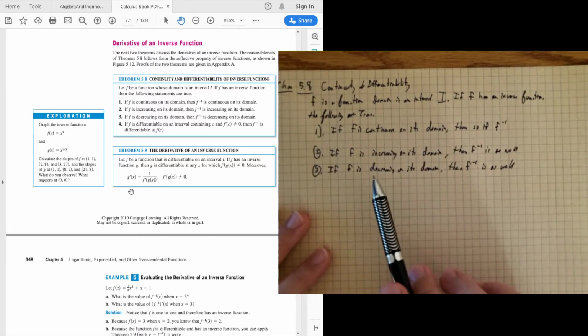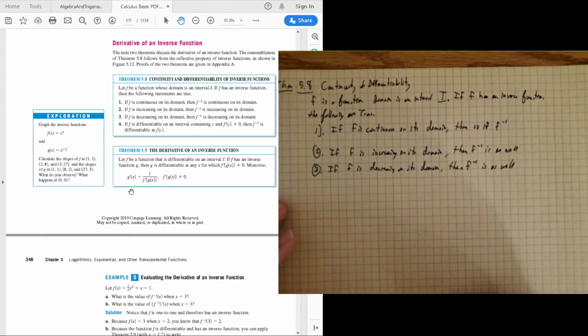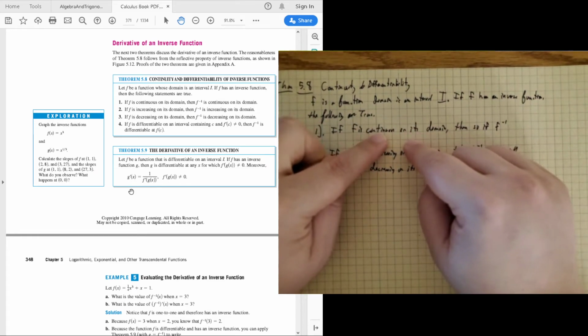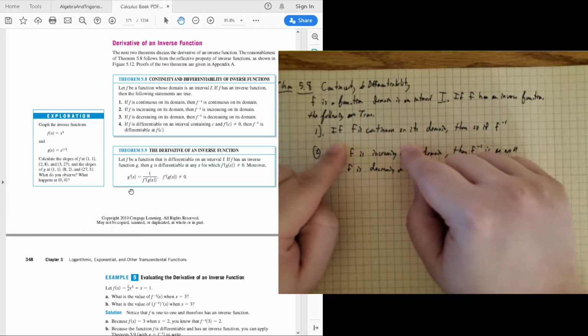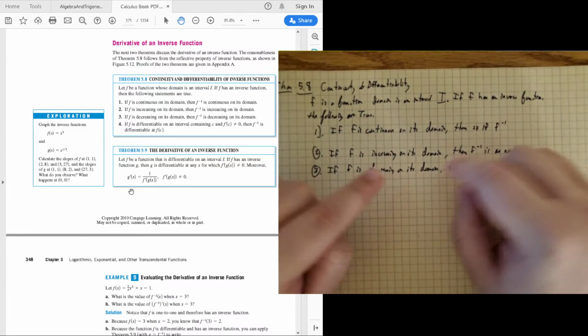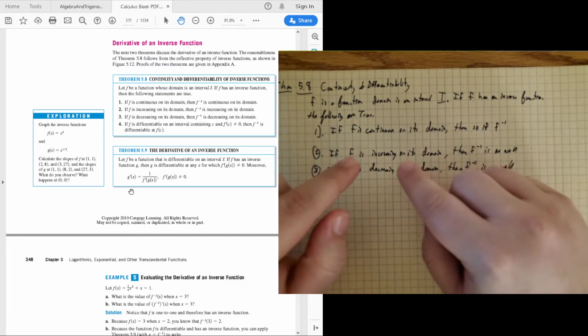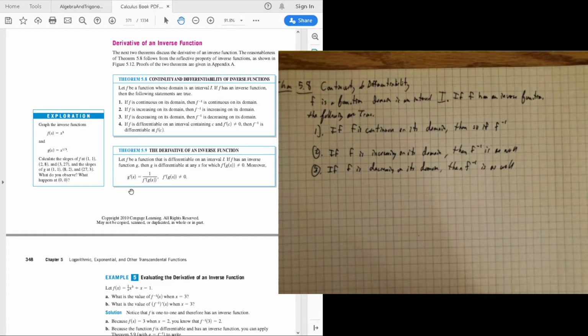Now, an important note to make here. The domain is this interval. And so I can look at very tiny intervals and be like, hey, on this tiny interval, f is increasing. Then f inverse will also be increasing on its tiny interval. If f is decreasing on this tiny interval, then f inverse is decreasing on its tiny interval.